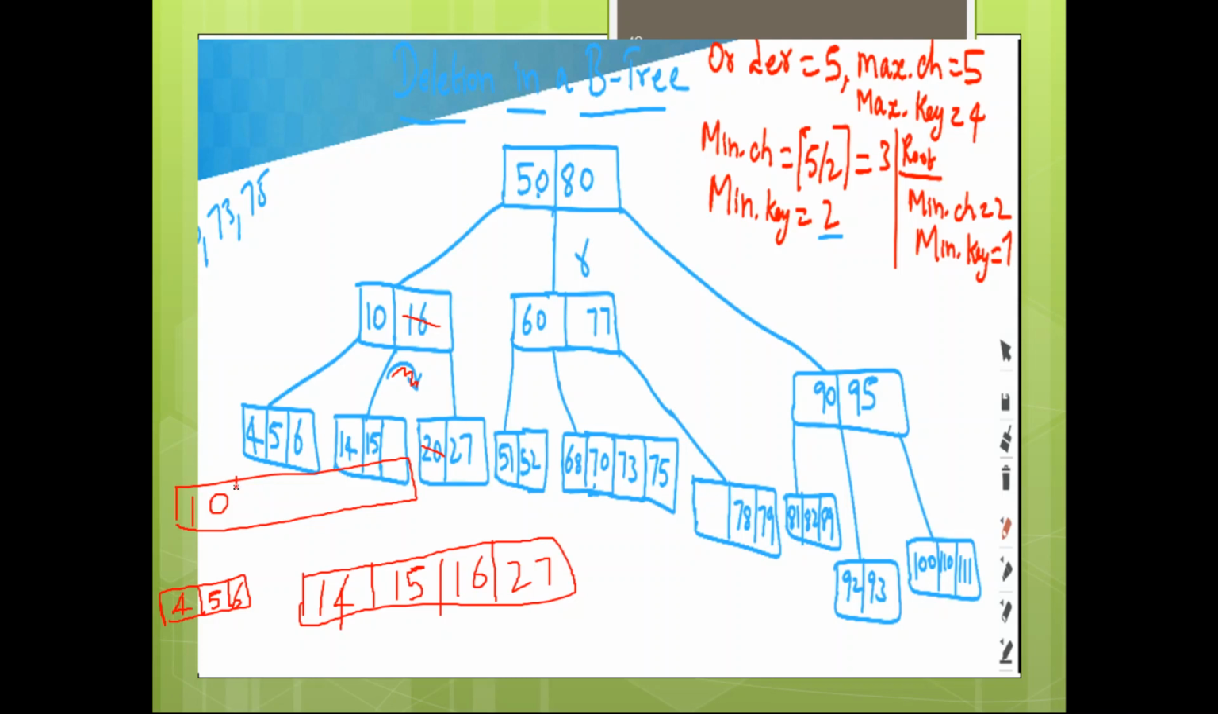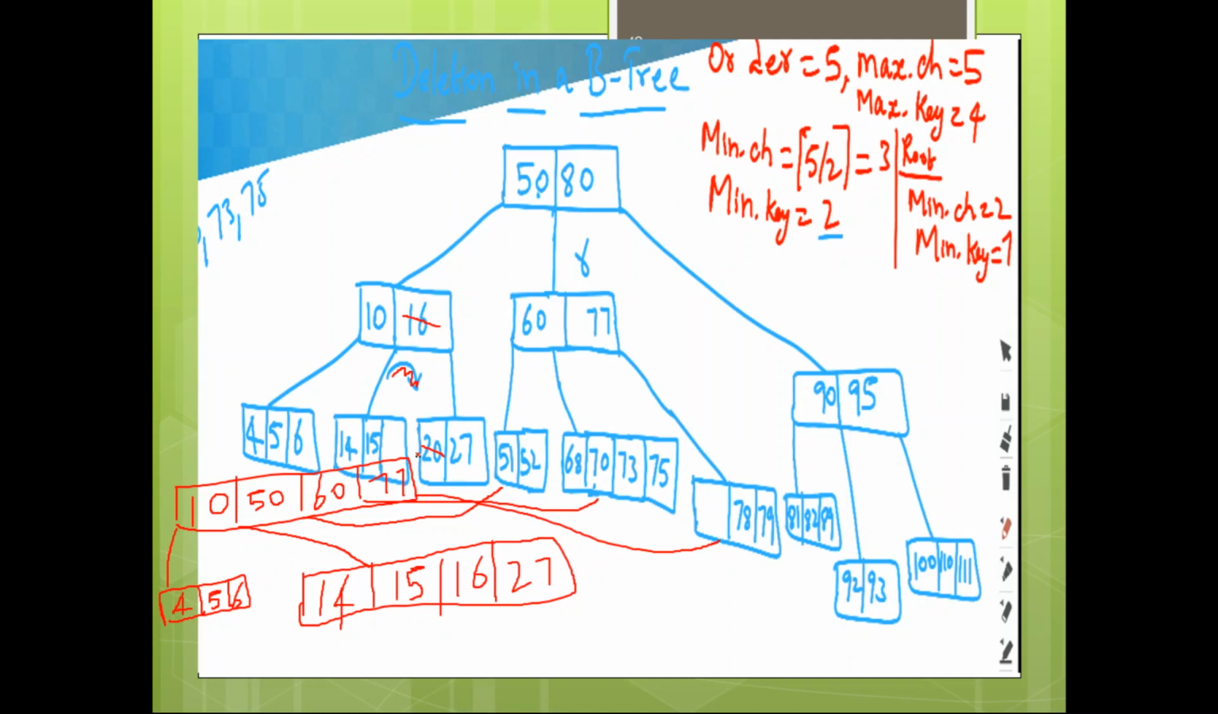Okay, so 10, 50, 60 and 77. 10's left pointer will point to this 4, 5, 6. 10's right pointer will point to this 14, 15, 16, 27. 60's left pointer will point to 51 and 52. 60's right pointer will point to 68, 70, 73, 75. 77's right will point to 78 and 79. So this is the change that will happen after you delete 20.